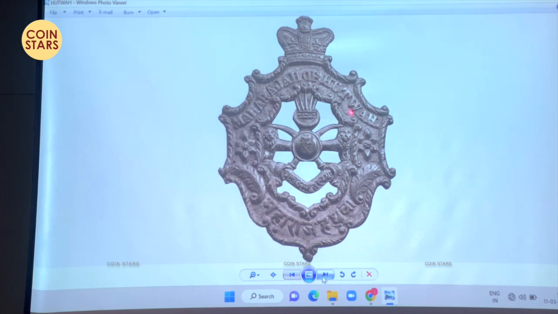Next. Maharaja of Hathua. This is in Bihar. Crown on top and 2 swords and a shield.